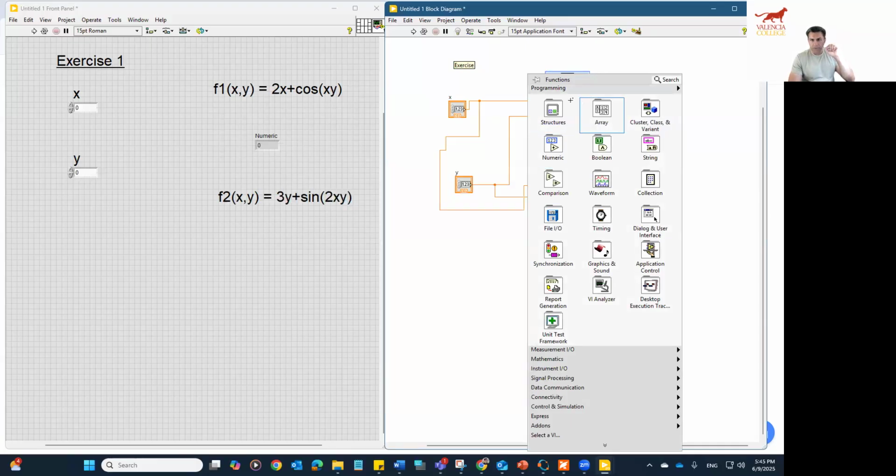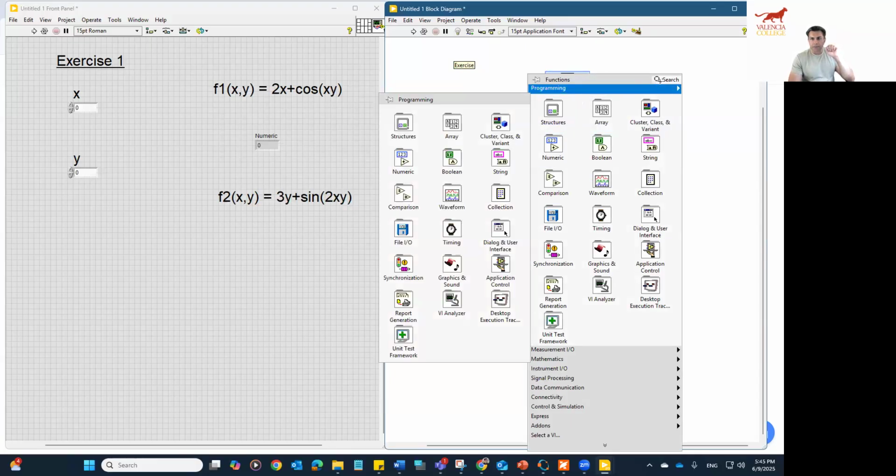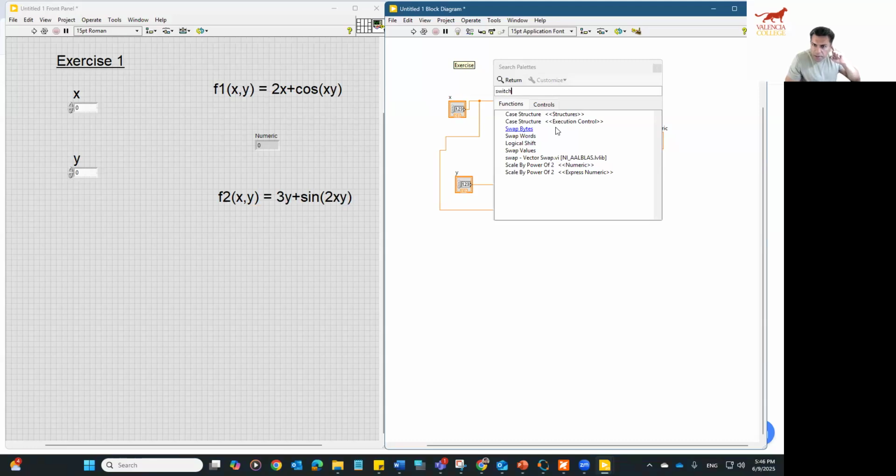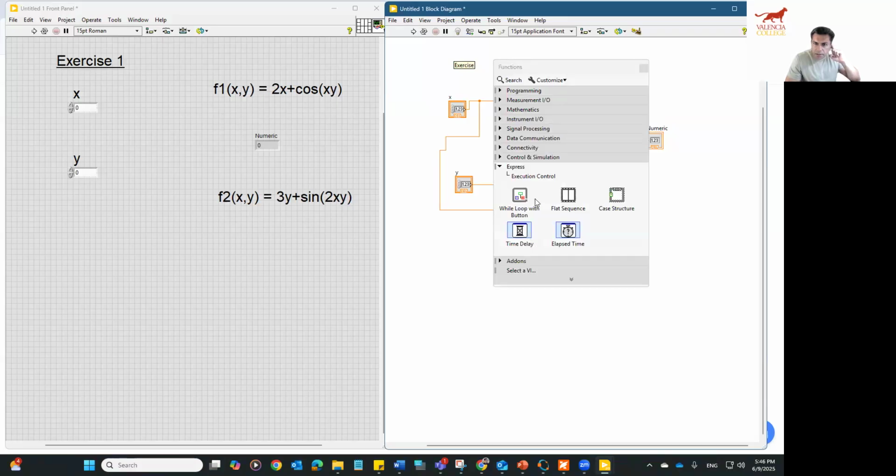So the switch block is going to be, let's see, I have to go and search. I always forget where the switch block is. Switch. So the switch block is under Structure, Execution block. Let's see. Case structure. No, that's not the case structure.